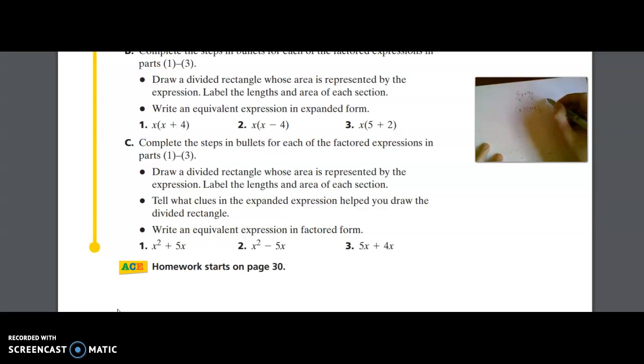And if I showed that with an area model, x is one dimension, 5 plus 4 is the other dimension, I would get 5x, and here I would get 4x. And you can see that we have 5x plus 4x, which is, of course, the same thing as 9x's if you combine like terms, but they are all the same.